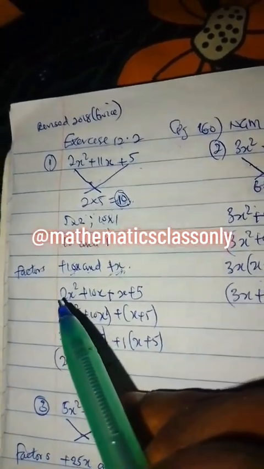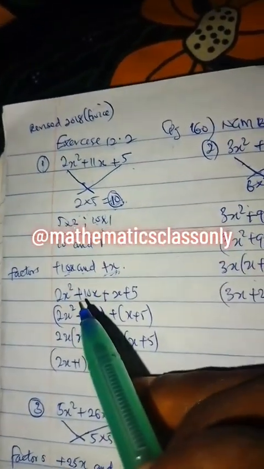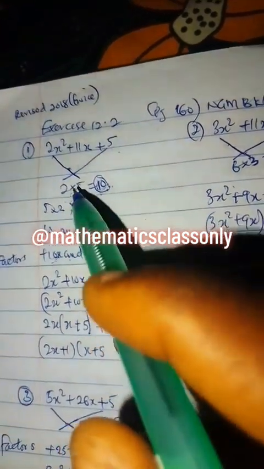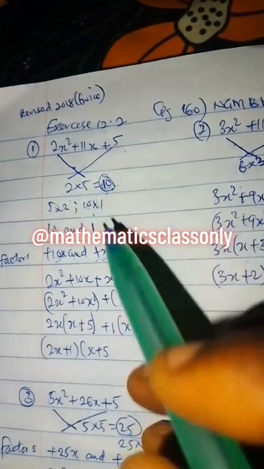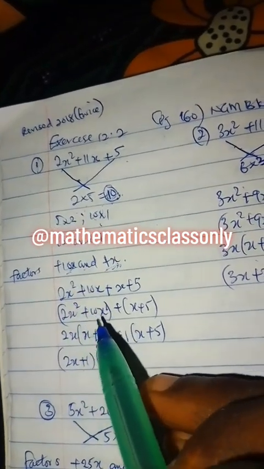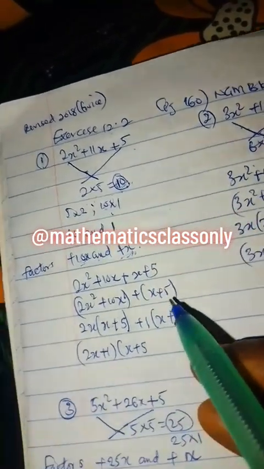So let's do that. We have 2x squared, just like we have here. Then instead of writing plus 11x, we now write plus 10x, then plus x. Then the last thing there is plus 5, so we bring that plus 5. So now let us group. 2x squared plus 10x will be in one bracket, bring down this sign in the middle, then x plus 5 will be in one bracket.